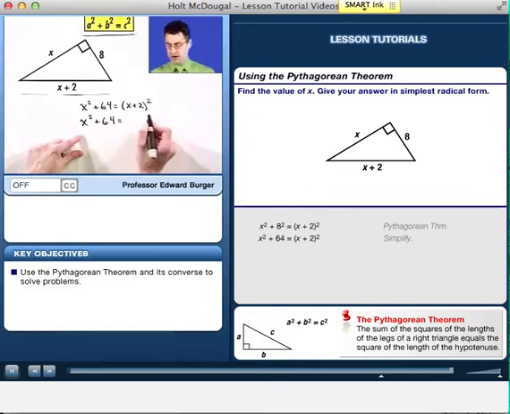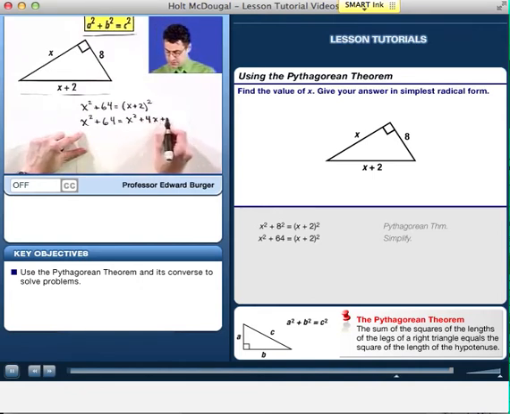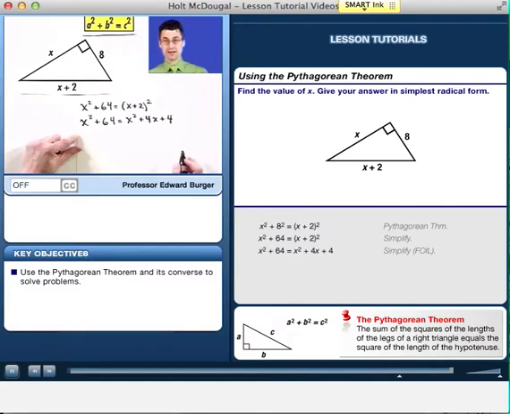So when we FOIL this out, first times the first is x squared. The outside terms will be a 2x. The inside terms will be another 2x. When we add them, we get a 4x. And 2 times 2 is 4. So we add on a 4 at the very end.